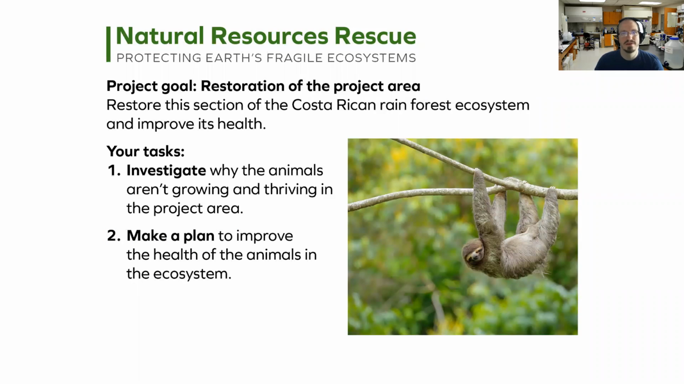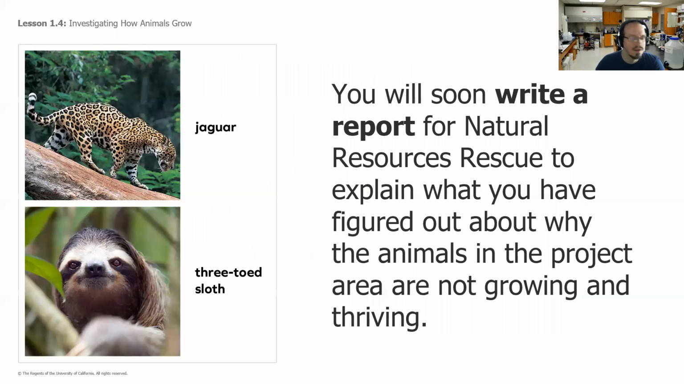So remember, we are working with the Natural Resources Rescue, and we're working on this project where we're restoring the project area, which is a section of the Costa Rican rainforest ecosystem, and we're trying to improve its health. So we have two tasks. Our first task is to investigate why the animals aren't growing and thriving in the project area. And our second task is going to be to make a plan to improve the health of the animals in the ecosystem. So soon we're going to write a report for the Natural Resources Rescue to explain what you've figured out about why the animals in the project area are not growing and thriving as we think they should be.